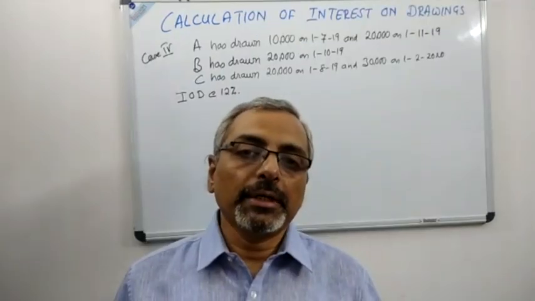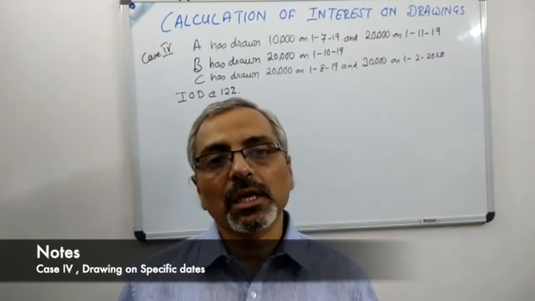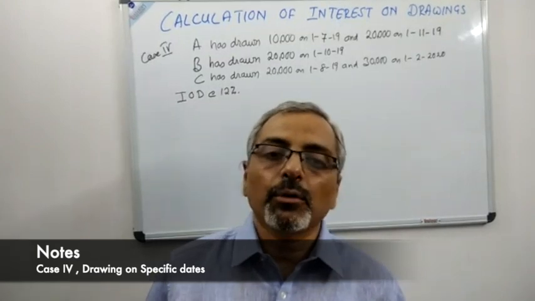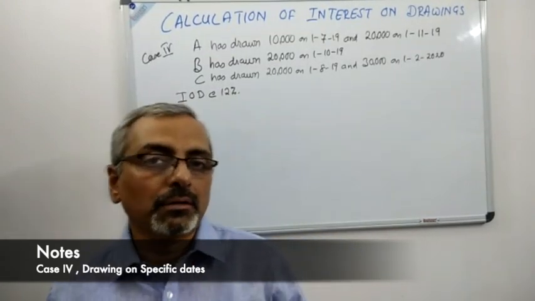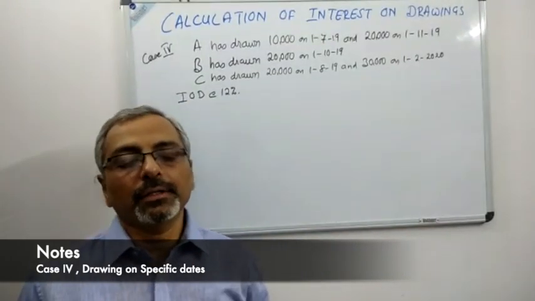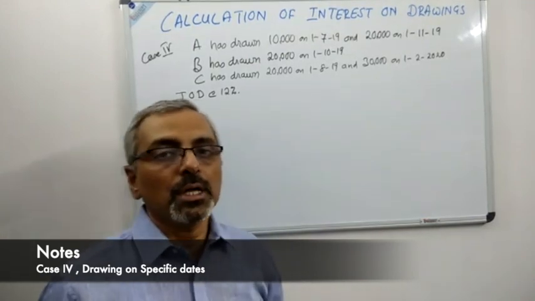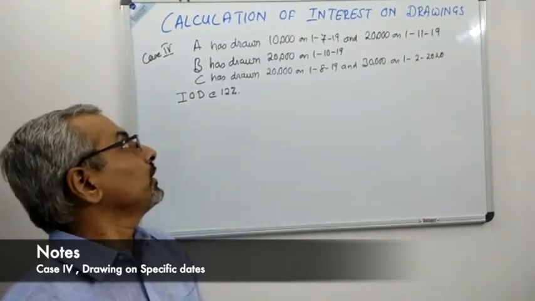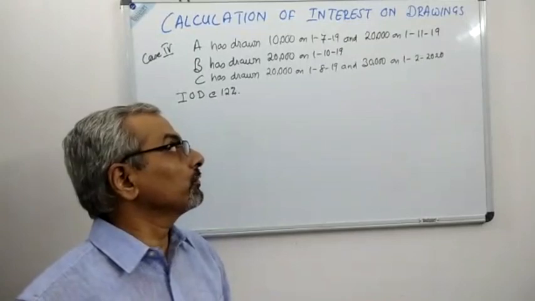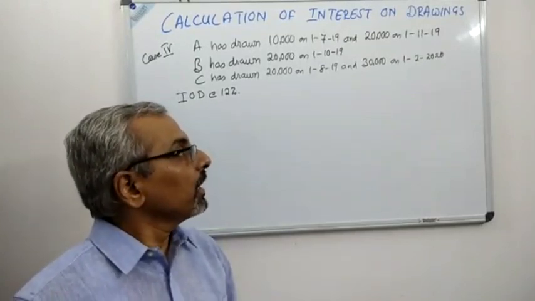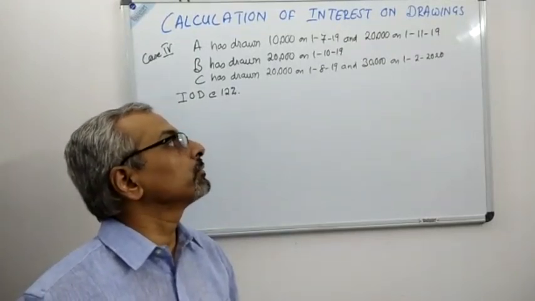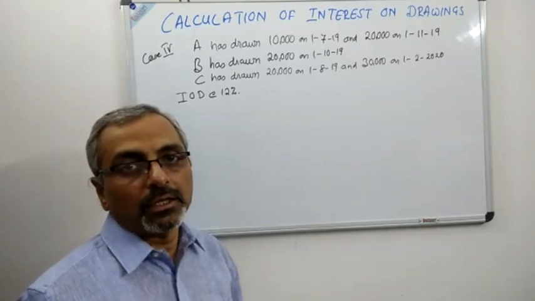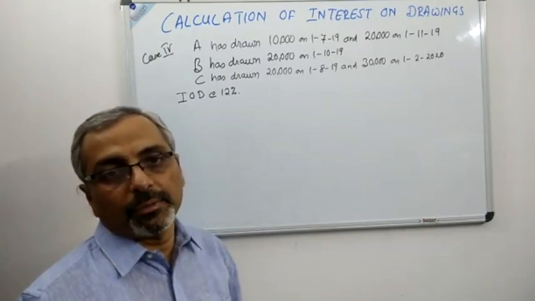So now we'll take the last case, that is case 4, in which the drawings have been made by the partners. There are 3 of them and the time has been mentioned over here. Since you can see very carefully, A has drawn 10,000 on 1st of July 2019 and 20,000 on 1st of November 2019. So we'll calculate interest on that basis.